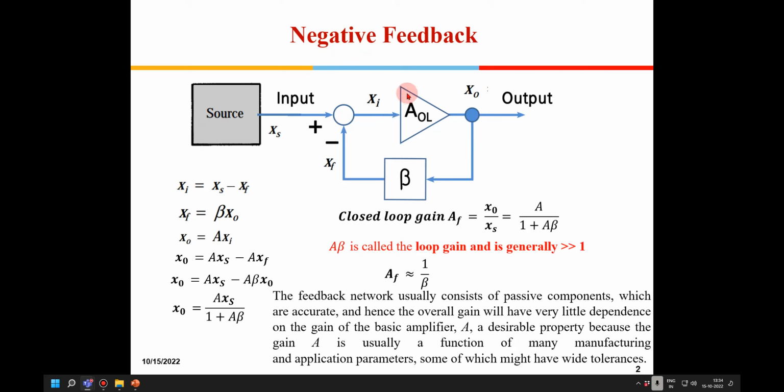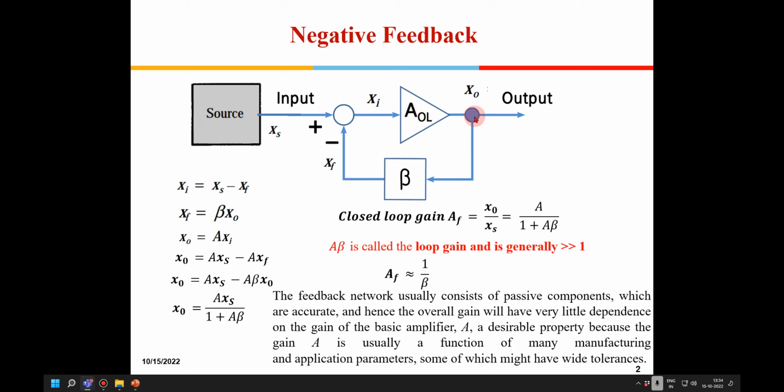If you have an amplifier here which has an open loop gain of AOL, OL stands for open loop. Open loop means it defines the relation between x0 and xi. xi is the input, x0 is the output. So x0 is A into xi. Here A stands for open loop gain. It's written A here, and in the figure it is written AOL. AOL is nothing but A here.